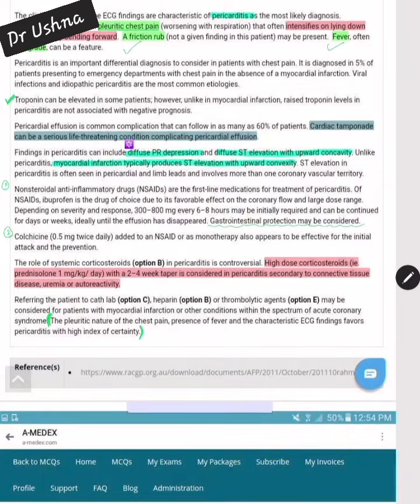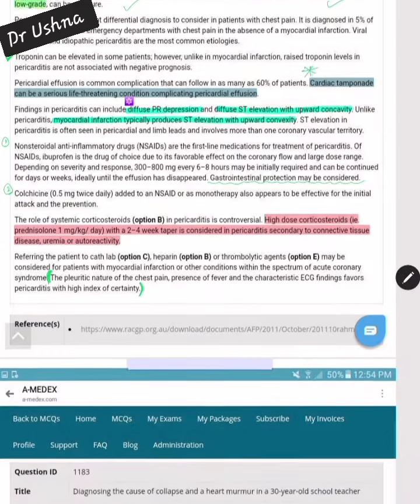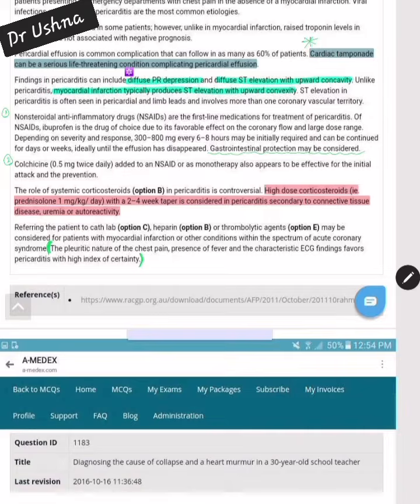Troponin can be elevated in pericarditis but not as grossly elevated as in MI, and cardiac tamponade is a serious complication of pericarditis. On ECG you will find diffuse PR depression and ST elevation with upward concavity, as compared to the upward convexity seen in MI. NSAIDs are the primary treatment of choice.